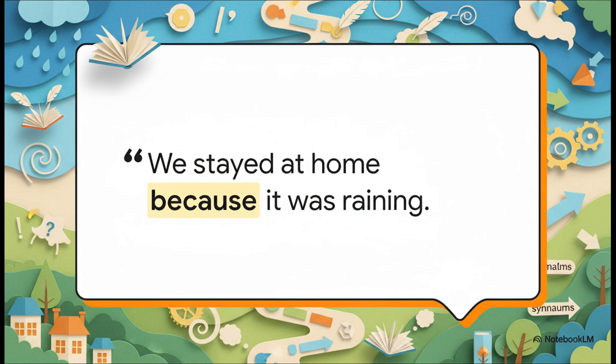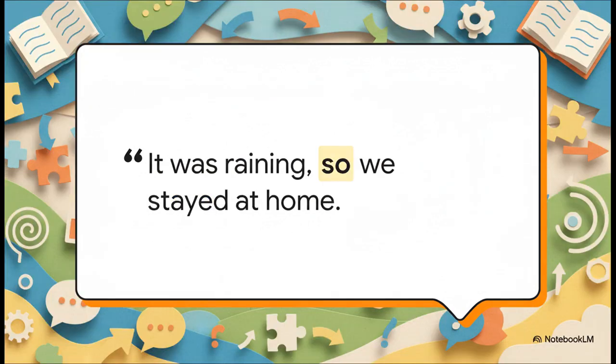See? It just flows so much better than two choppy little sentences. It tells a complete story. Okay, now let's swap that out and try so. This time, we're kind of flipping the sentence around. We start with the cause, the rain, and then we state the result. It was raining, so we stayed at home. It's the same situation, the same two facts, but just by changing that one little word, the whole flow of the sentence feels different.